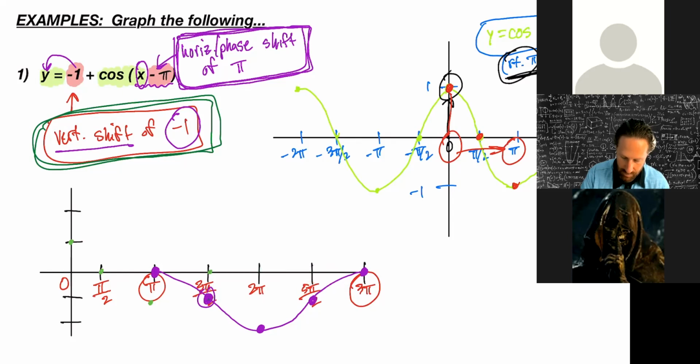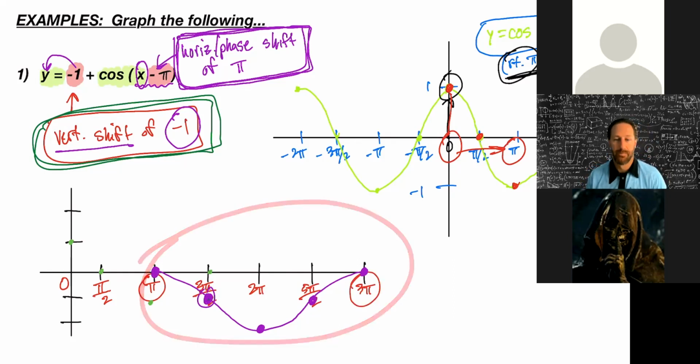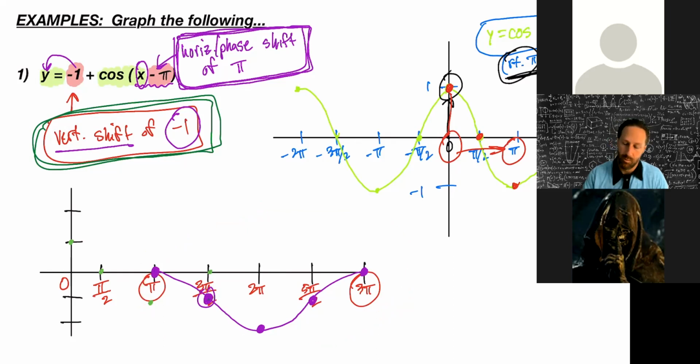Trying not to erase anything I want to keep. I'll keep that on there. So that's our final graph, where we took the original, moved everything right pi and down 1.